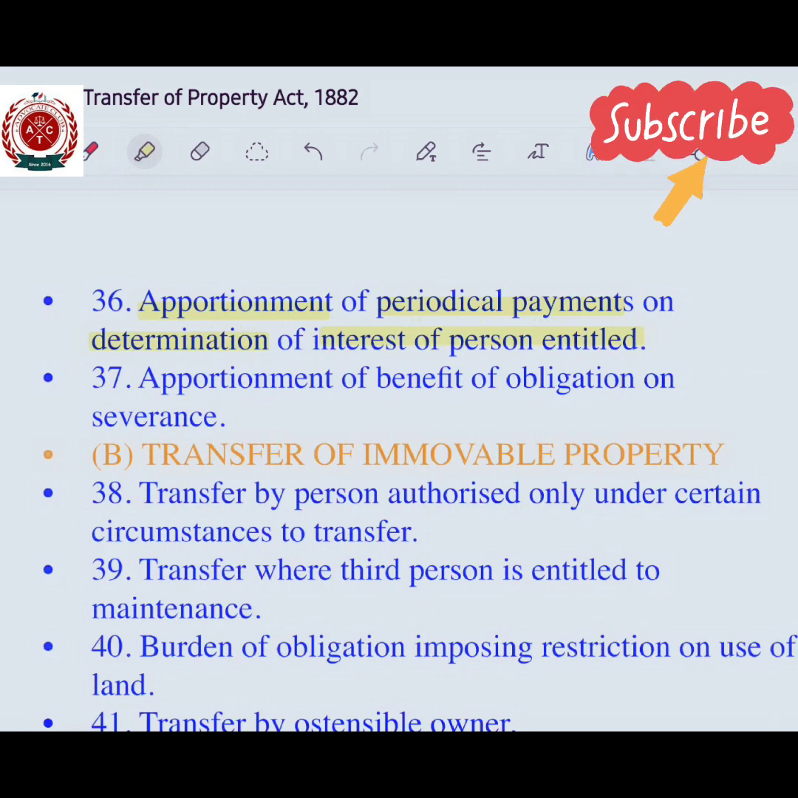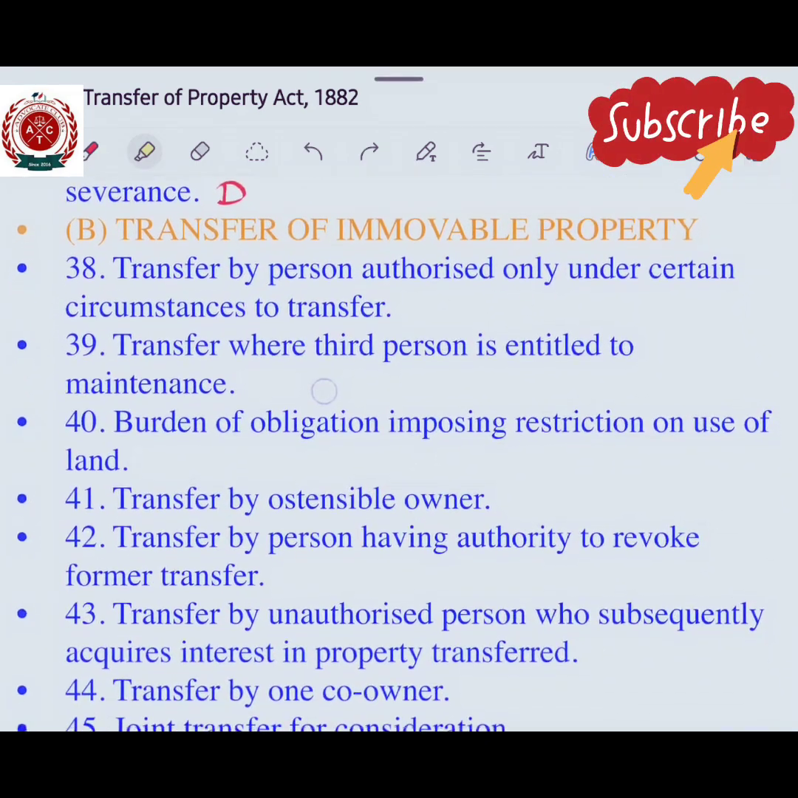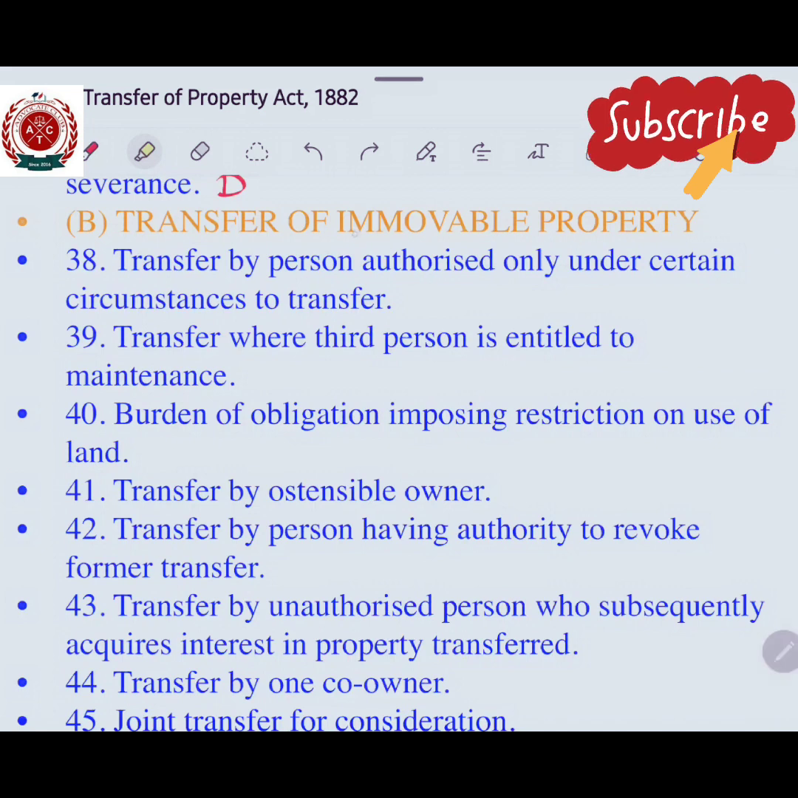So on, the next section is section 37, doctrine of contribution. It specifically says the doctrine of contribution. Okay, so you only need to remember this doctrine of contribution. So on, we have seen the second part, transfer of immovable property. Sections 1 to 37 deal with both kinds of property, movable and immovable, but from section 38 onward, we deal only with immovable property.